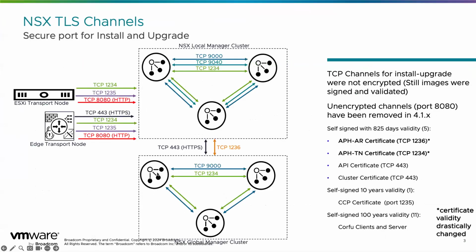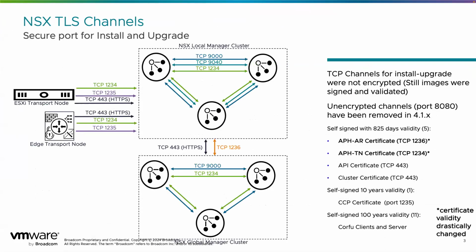So in NSX, we have so many different channels, and you see, for example, that up to NSX 3.2, we also had some unencrypted channels, like on port 8080 for the installation of NSX on our transport nodes. Those are being replaced to support encryption for all the communications.